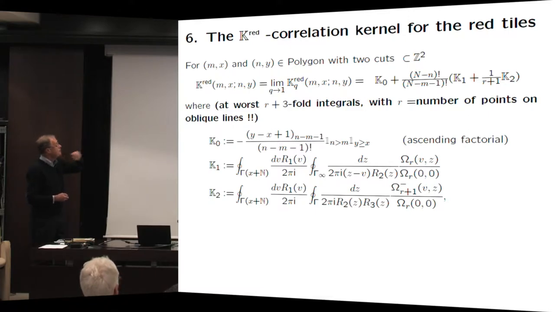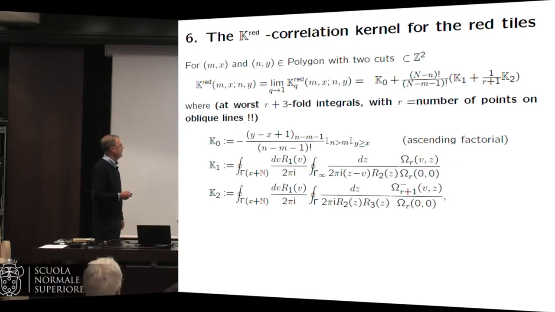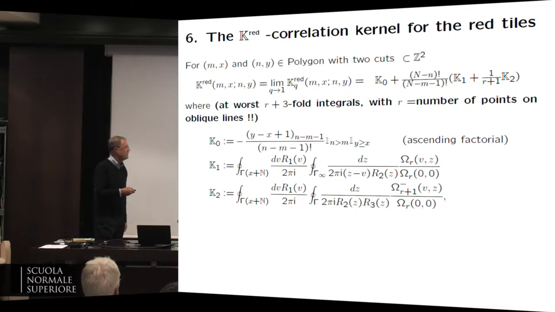So that's the result here. You take that limit, and after some work, you find that it's an r plus three-fold integral at worst, where r is the number of points on the oblique lines. And here I can tell you what this is: K_0 involves an ascending factorial. These are double integrals, which involve a function I will tell you something about later. And K_2 is also an integral over x, a contour integral about x plus 1, x plus 2, x plus 3, etc. This is a big circle. And those R_i, R_1, R_2, R_3, are rational functions.